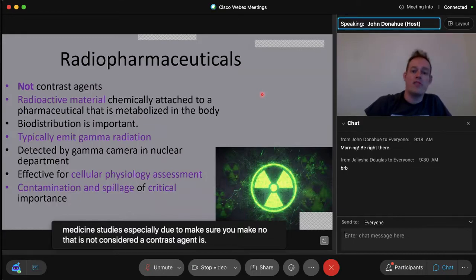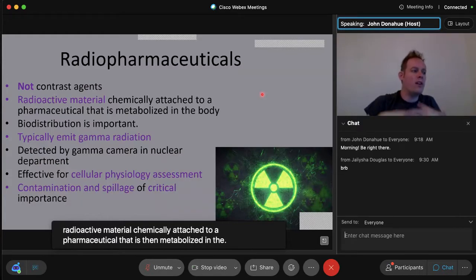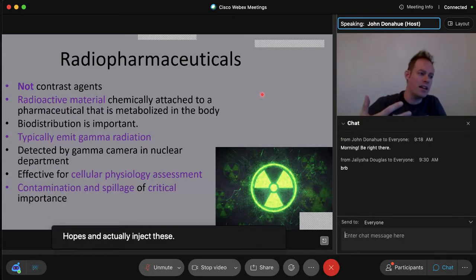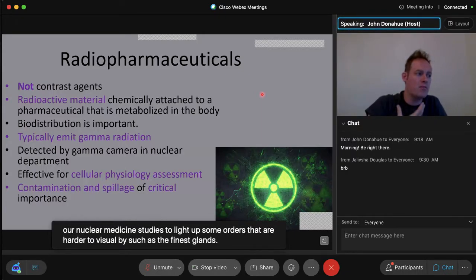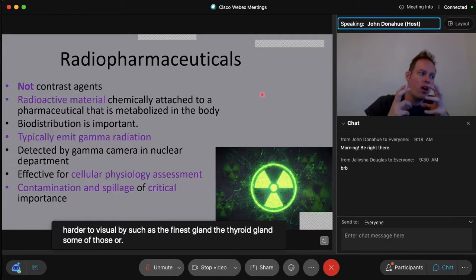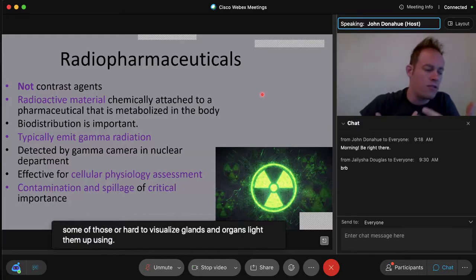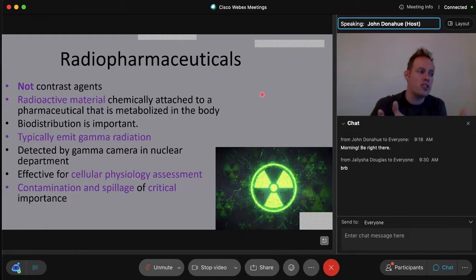It is considered a radioactive material, chemically attached to a pharmaceutical that is then metabolized in the body. So we make what we call radioactive isotopes and actually inject these into the body specifically for our nuclear medicine studies to light up some organs that are harder to visualize, such as the thymus gland, the thyroid gland, some of those more hard to visualize glands and organs. They're going to light them up using those radioactive pharmaceuticals and get a different type of visualization of it.